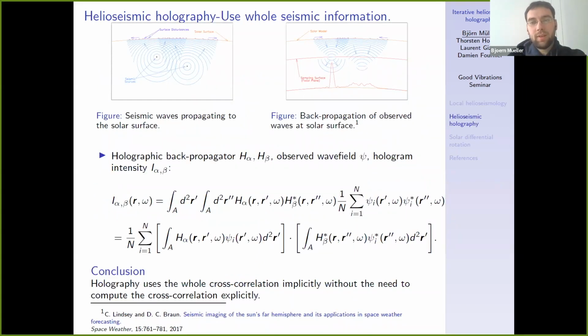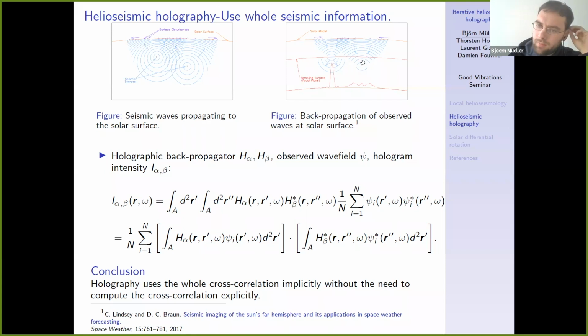But there's another technique called helioseismic holography. Here on the left side, in the image, you see the forward problem. You have some seismic sources. It's not totally correct because in the sun you have more extended sources and not discrete sources, but let's assume we have some seismic sources here. The waves are propagating to the solar surface, and here we have our surface disturbances, which are our measurements, basically. Now in holography, we take our surface disturbances as seismic sources and go back in time. For this we need some backpropagators, H alpha and H beta, which are basically adjoints of Green's functions, so that they are really directed back in time.